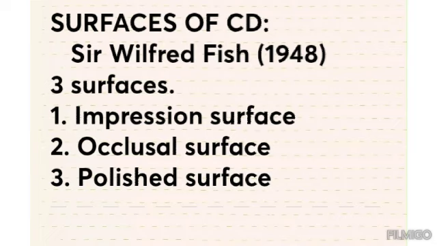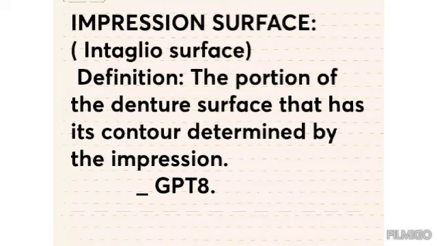Next, moving on to the surfaces of the CD. This was given by Sir Wilfred Fish in 1948. There are three surfaces of CD. The first one is impression surface, then occlusal surface and polished surface. So these are the three surfaces of the CD. First one is impression surface. Impression surface is also called the intaglio surface.